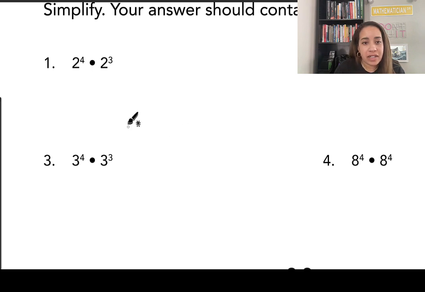So number 1, this dot in the middle means multiplication. So I need to know what to do whenever I see a multiplication problem. If we think back to those multiplication problems, we know that we should keep the base and add the exponents. So I'm keeping the base, or the big number, the same, and I'm adding up the exponents. 4 plus 3 gives us 7. Final answer is 2 to the 7th power.